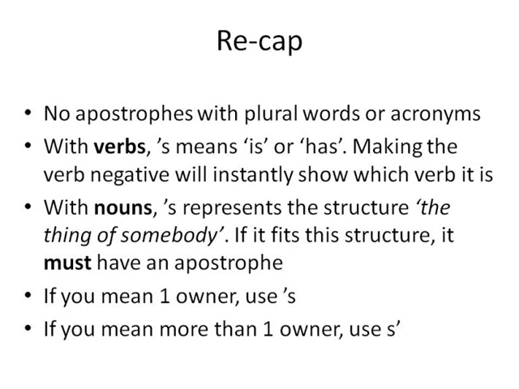As a summary then, no apostrophes with plural nouns or acronyms. With verbs, apostrophe S means is or has. And if you make the verb negative, you can see which verb it is, whether it is or has. And when we talk about nouns, things, apostrophe S represents the structure, the thing of somebody, the object that belongs to somebody. And if it fits this structure, it must have an apostrophe. And the location of that apostrophe comes before the S for one owner, or it comes after the S if you mean more than one owner.